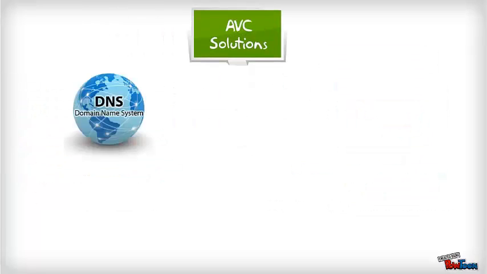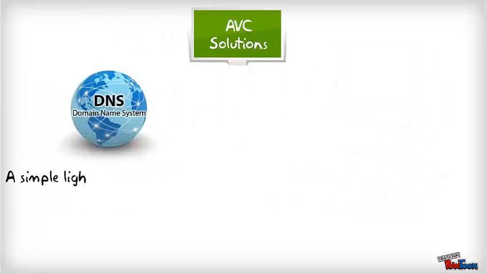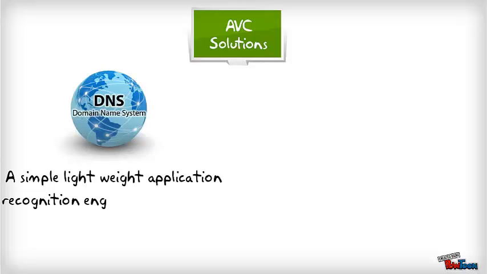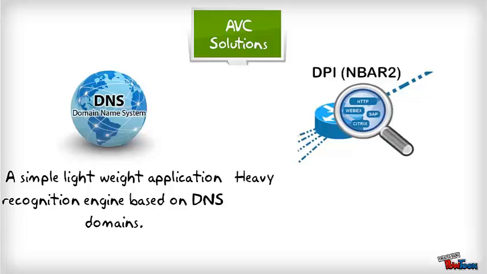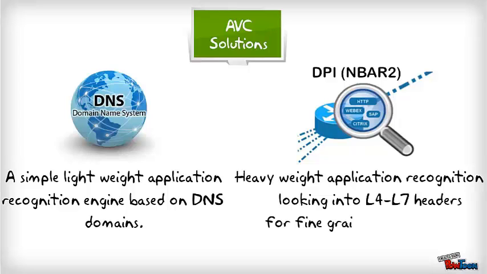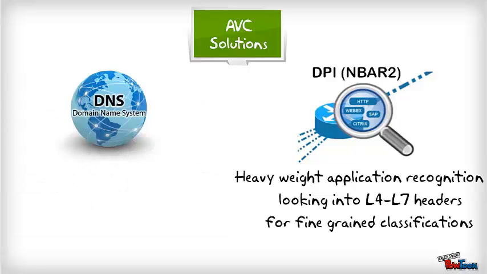Amongst AVC solutions, Domain Name System, or DNS, is a lightweight application recognition engine, based on DNS domains. While Deep Packet Inspection, via NBAR2, is a heavyweight application recognition system, based on inspection of Layer 4 to Layer 7 headers.